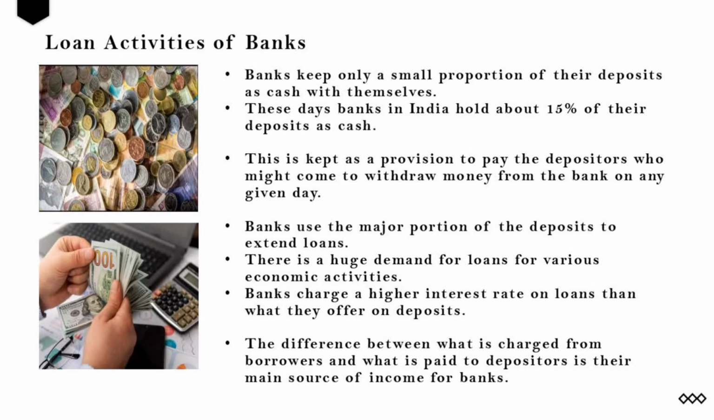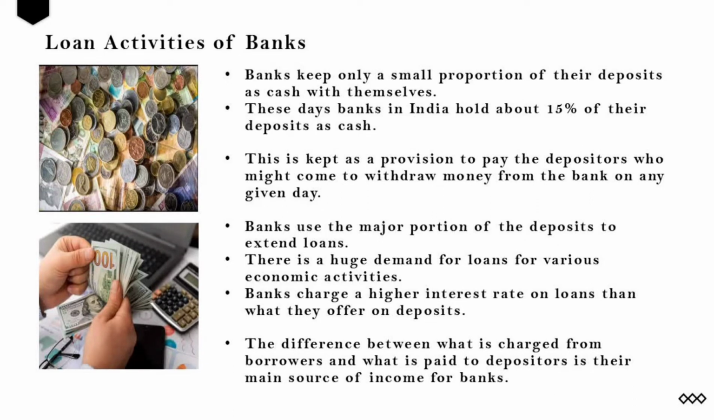Now we will see loan activities of banks. Banks keep only a small proportion of their deposits as cash with themselves. In India, it is 15% of the deposits that banks keep as cash reserve ratio, and the remaining they give out as loans. This is kept as a provision to pay the depositors who might come to withdraw money from the bank on any given day. Banks use the major portion of the deposits to extend loans, and they charge a higher interest rate on loans than what they offer for deposits.